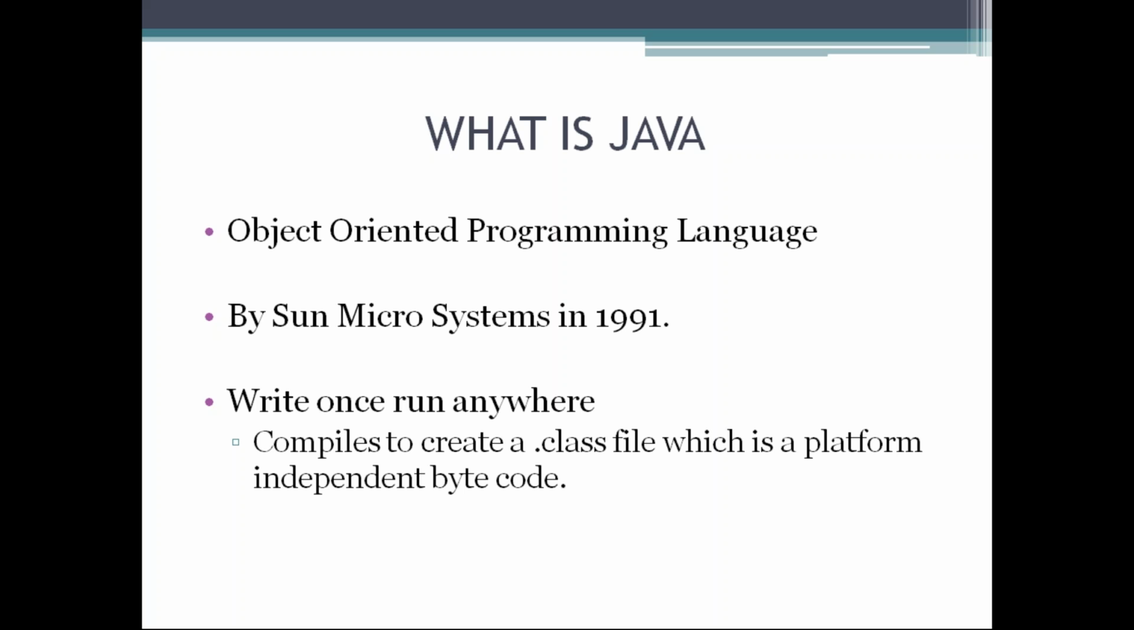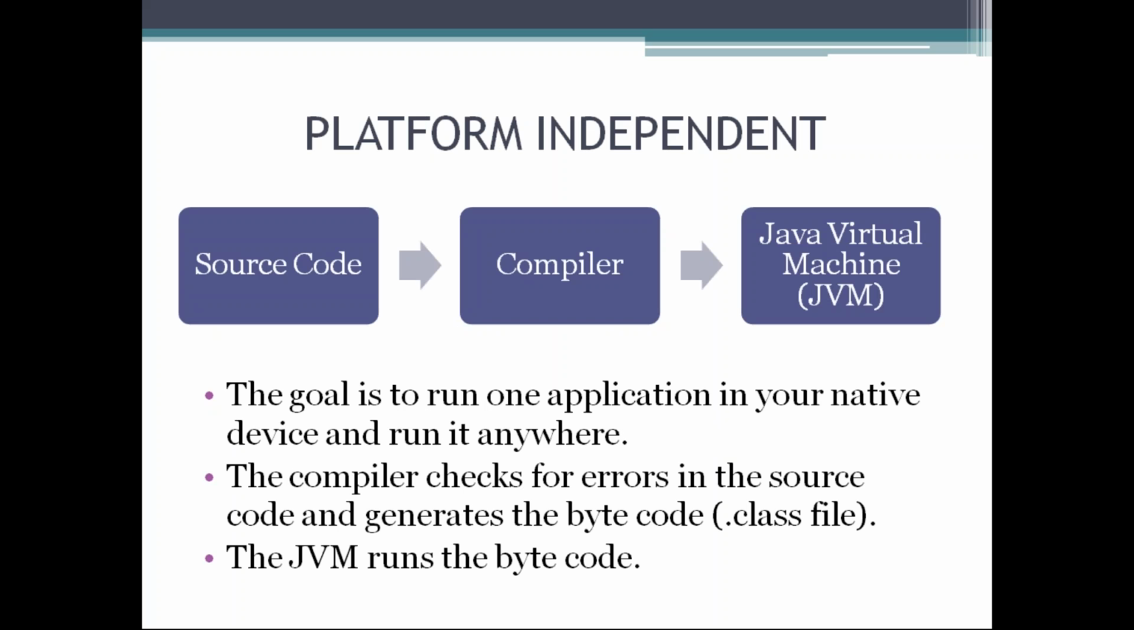For instance, I'm writing my Java in my native PC or in my laptop, and I can use the compiler, and once it is compiled to the language that the Java virtual machine can understand, I'll be talking about this later on in the other slides. Once that is done, it can be executed and run everywhere, independent of the platform where it is being run. So yes, Java is primarily platform independent.